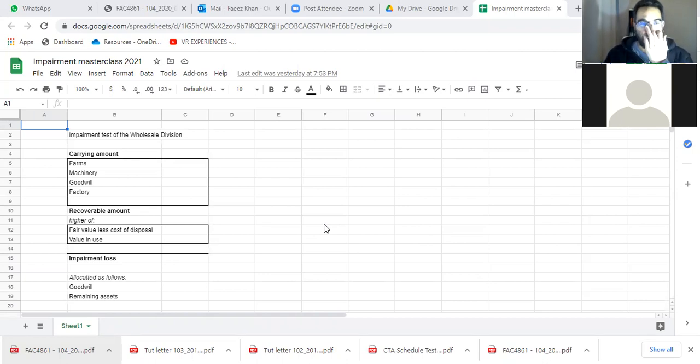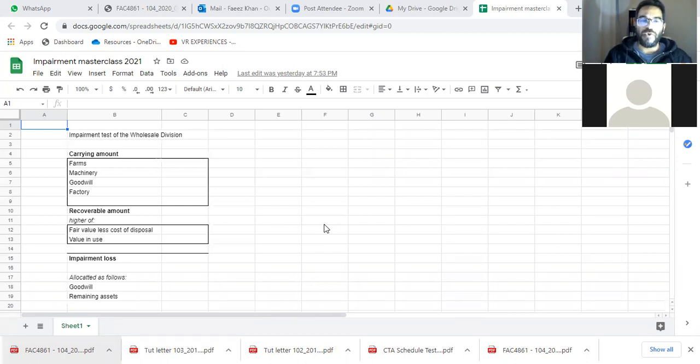In this scenario, you saw that there was an indication of impairment for the machinery and so forth because of a new competitor entering the market. However, even if there was no indication of impairment, because we have goodwill, goodwill must be tested for impairment annually. Okay, so you have no choice. Goodwill has to be tested for impairment annually.